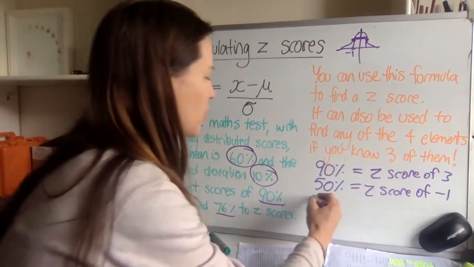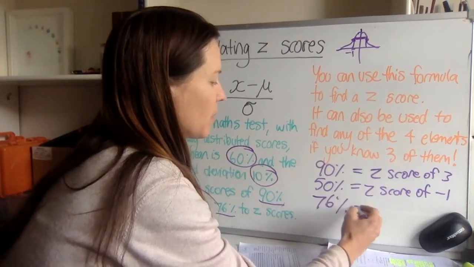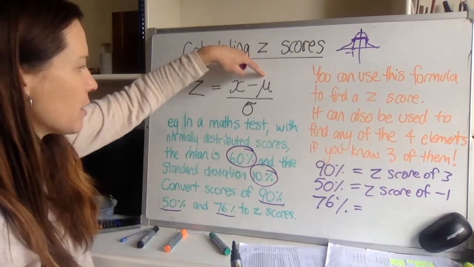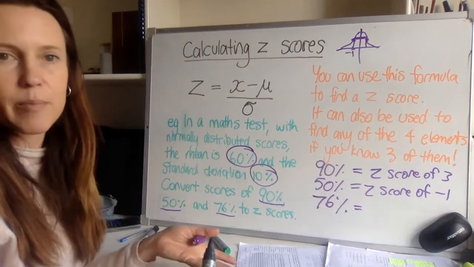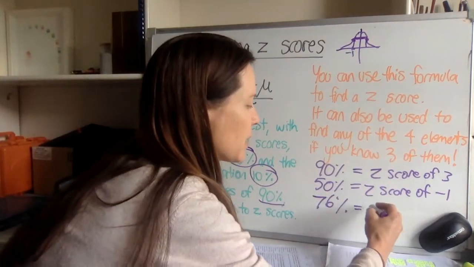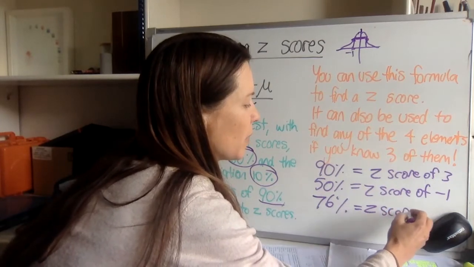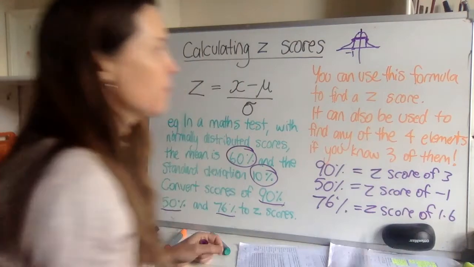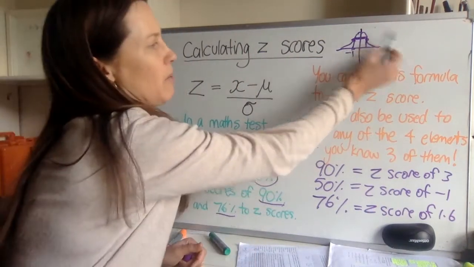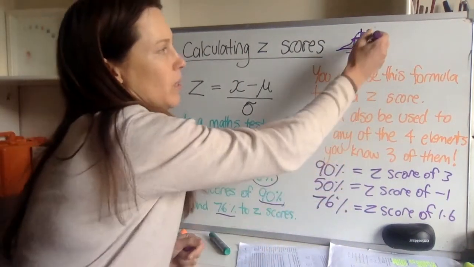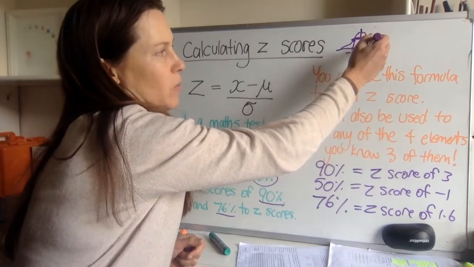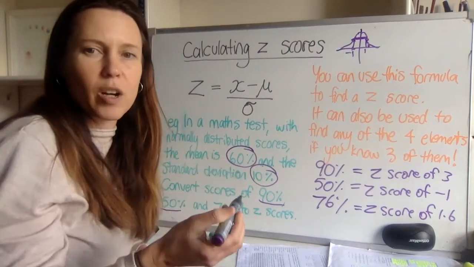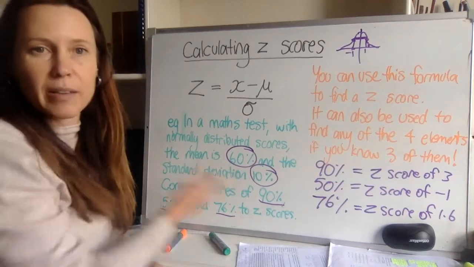All right, what about a score of 76%? Well, 76 minus 60, that gives us 16. And when we divide 16 by 10, I can do that in my head, we get a Z score of 1.6. Now, 1.6 is positive. That tells us that it is above the mean. How far? Well, a little bit further than that point of inflection that's at 1. It's more like here. So that's starting to be quite a high score, not super common. That person's done quite well in this test.